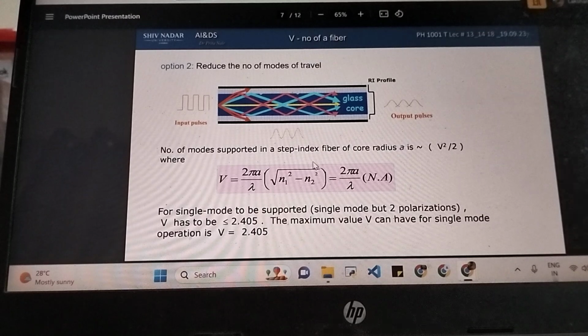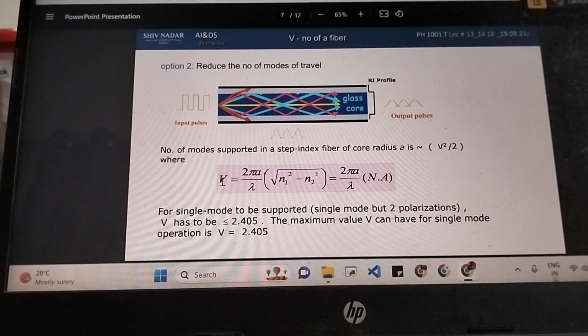Now it's important to note that V number is not equal to the number of modes it supports. It is indicative of the same, meaning if your V is less than or equal to 2.405, then your cable will support only one mode. If your V is greater than 2.405, it means your cable can support multi-mode. So now what we wanted to do is reduce the number of modes to single mode. So we have to make sure that our V is equal to 2.405.